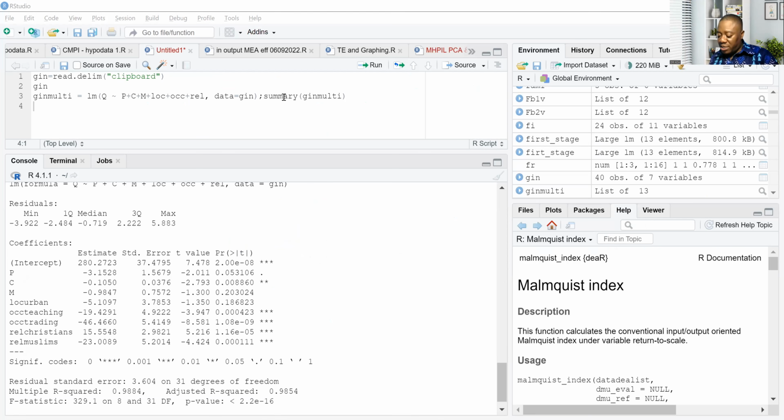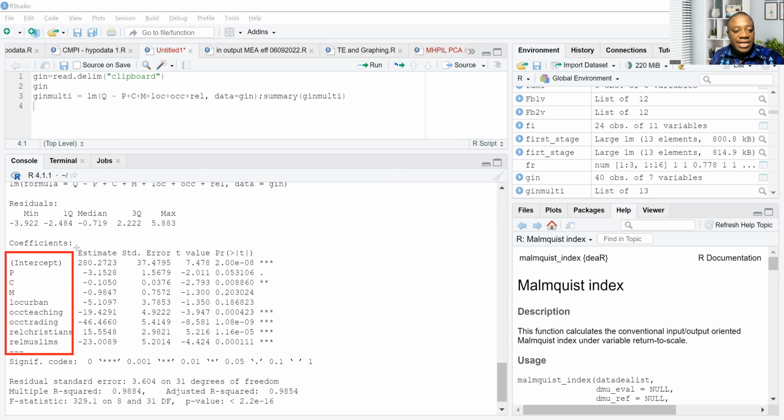The next question is, which independent variable is statistically significant? Which independent variable is statistically significant? Then, gentlemen, I want you to look at all the independent variables. Okay? All of them. Look at them. These are the independent variables here.